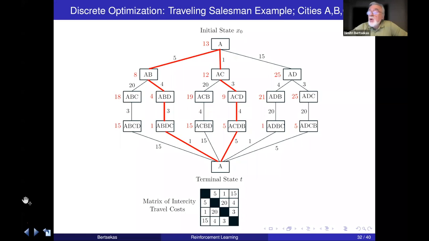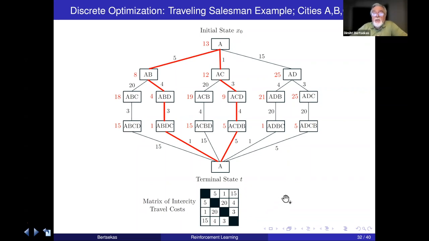Okay, here's another example that we're going to use in the future, the traveling salesman problem. The traveling salesman problem involves a number of cities that a salesman has to go through. Each city has to be reached once and only once, and the salesman has to return to the city where he started. In this particular case, we have four cities, and we are given a matrix of intercity travel costs. So to go from city A to city B, it takes a cost of five. To go from A to C, it's a one. To go from A to D, it's a 15, and so on. For every pair of cities, we have the corresponding travel cost.